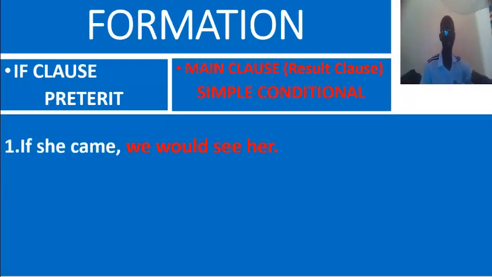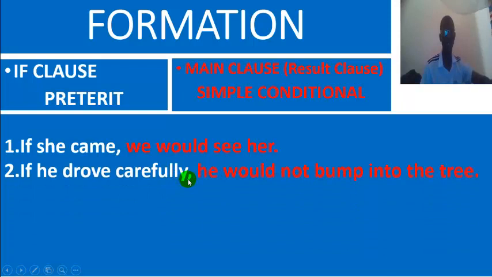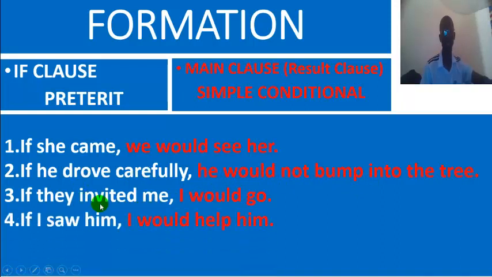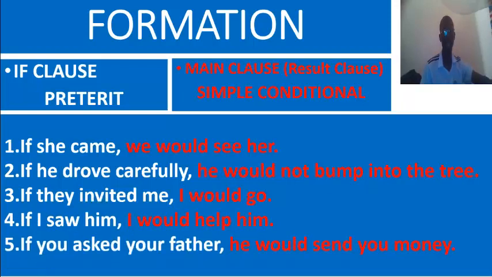Example. If she came, we would see her. Okay? S'il était venu, on l'aurait vu. If he drove carefully, he would not bump into the tree. If they invited me, I would go. If I saw him, I would help him. If you asked your father, he would send you money.